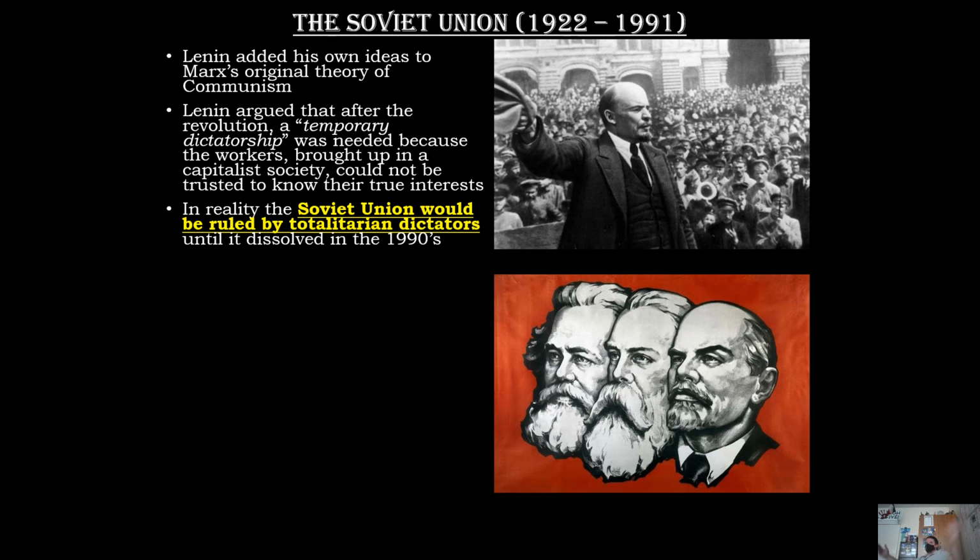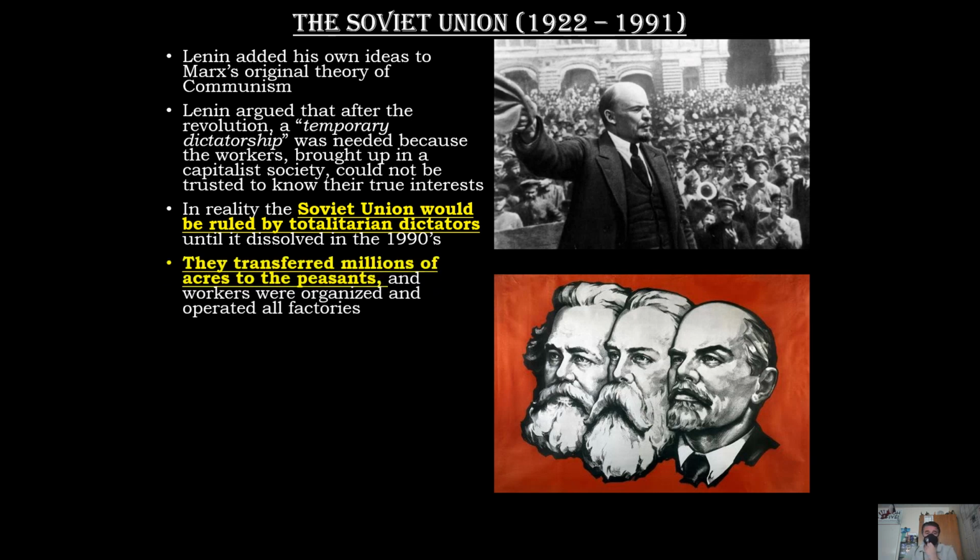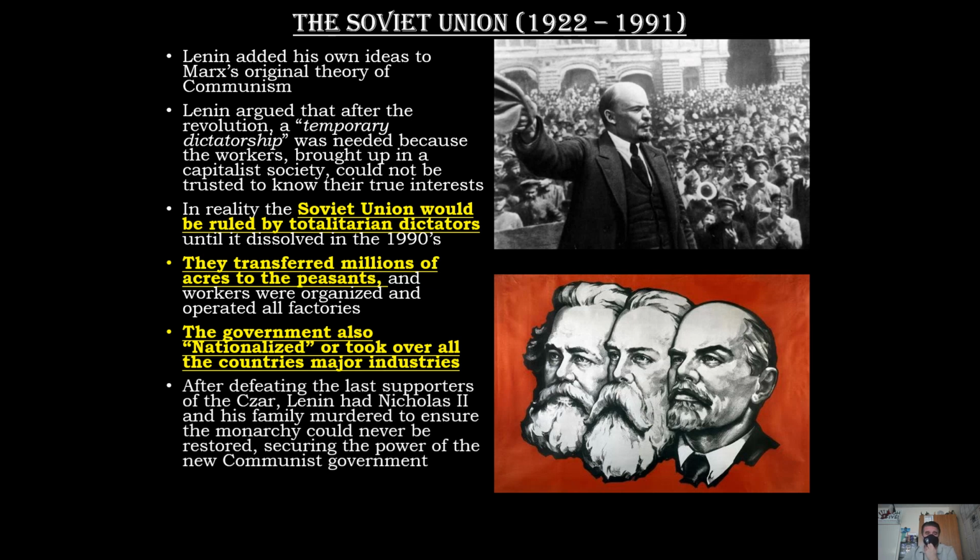Okay, so the power of government doesn't decrease. In some ways, it increases because now the government's going to be in charge of everything, including the economy. And ultimately, a lot of people are going to suffer under this. They transferred millions of acres to the peasants, and workers were organized and operated all factories. The government also nationalized or took over all of the country's major industries. After defeating the last supporters of the Tsar, Lenin had Nicholas II and his family murdered to ensure the monarchy can never be restored, securing the power of the new communist government.